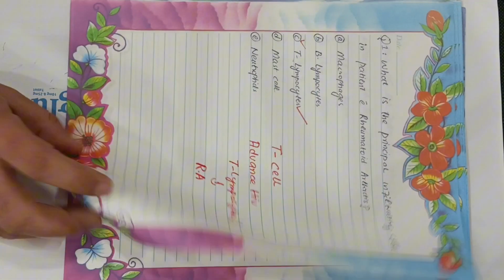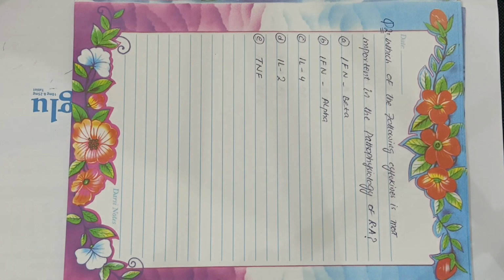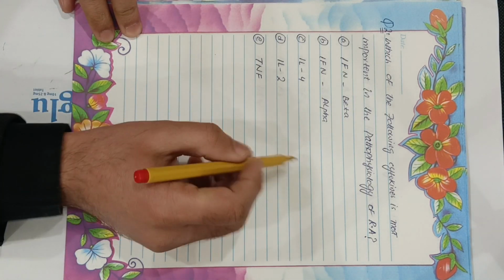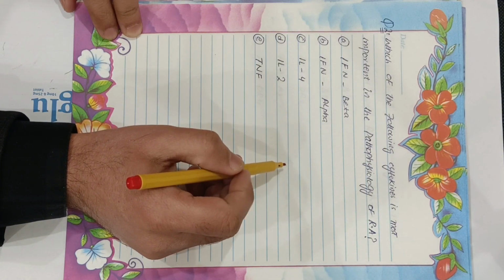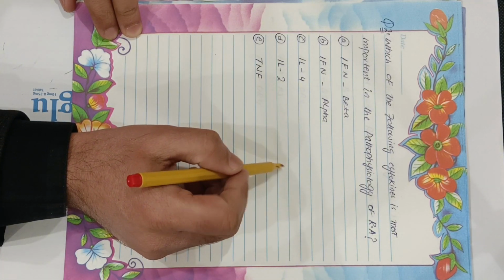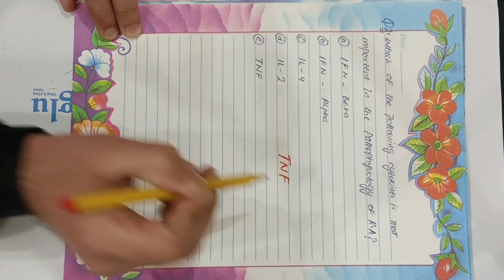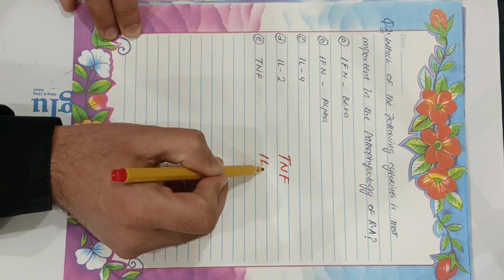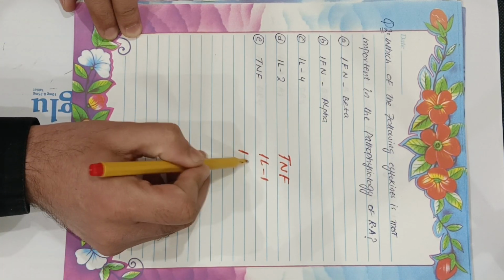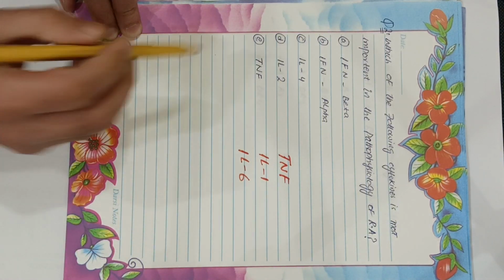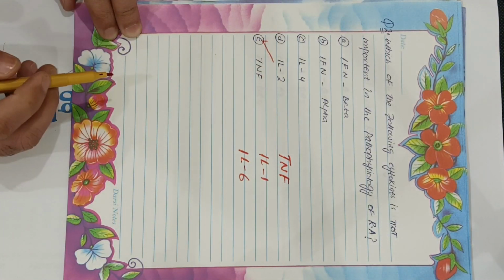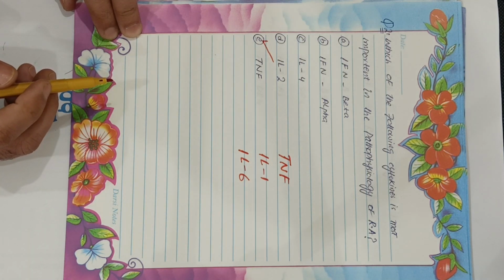Question number 2. Which of the following cytokine is the most important in the pathophysiology of rheumatoid arthritis? So we know that there are three cytokines which are important in the pathophysiology of rheumatoid arthritis. The most important one is the tumor necrosis factor. The second one is the IL-1, and the third one is the IL-6. So tumor necrosis factor is the most important cytokine which is responsible for the pathophysiology of rheumatoid arthritis.